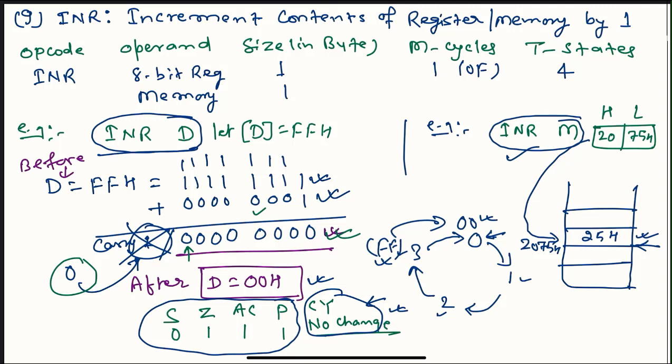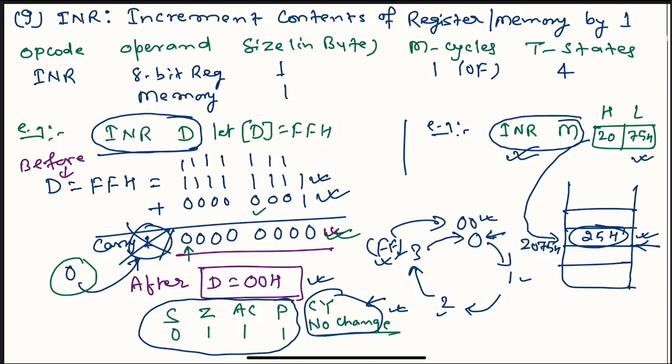Why? The first machine cycle will be opcode fetch, and during this opcode fetch, the processor knows that the operand which needs to be incremented is outside of the processor, that is in the memory, which is pointed to by the content of HL before execution of this instruction, say 2075H. So that will become the address of that particular location. The processor will fetch the data from that location as 25H, increment it by 1, and then store it again at the same place.